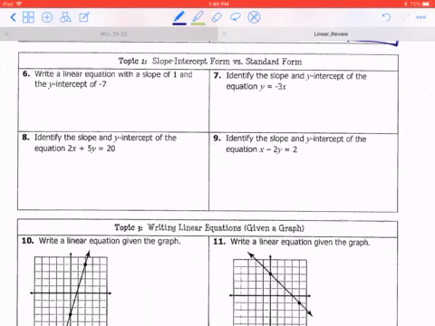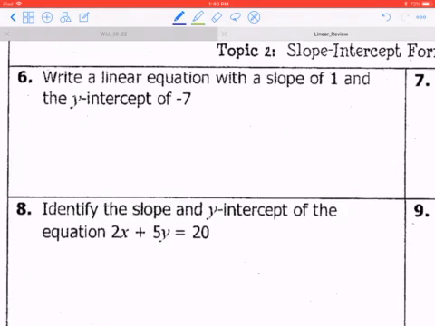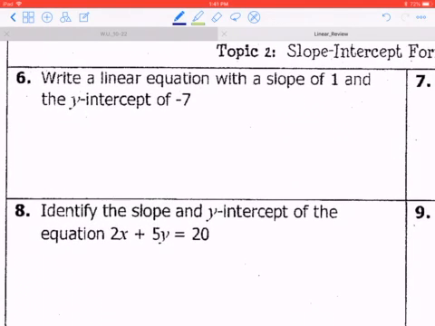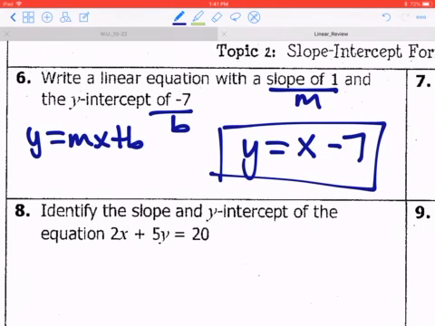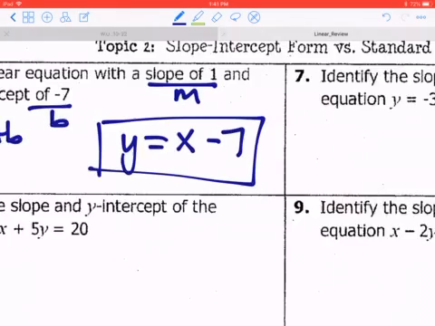Next part says slope-intercept form versus standard form. So we're going to be writing these in the slope-intercept form. Write a linear equation with the slope of 1, which is our m, and a y-intercept of 7, which is our b. Remember that y equals mx plus b. So y equals x, because we do not have to show the 1, minus 7. If you do show the 1, not a big deal.